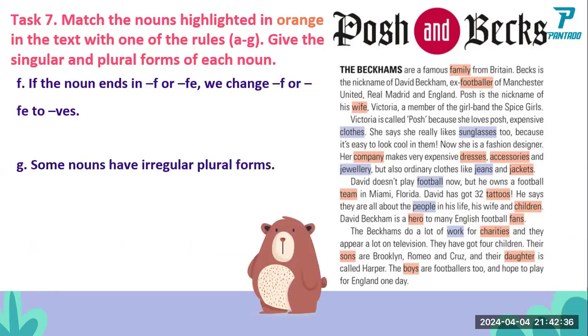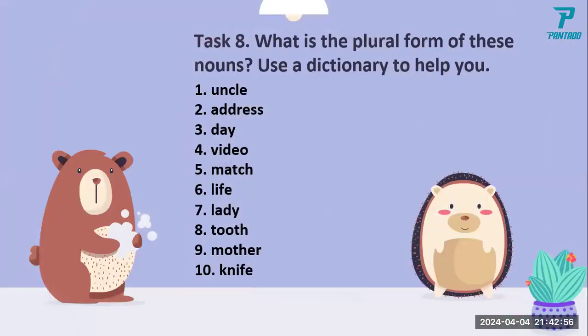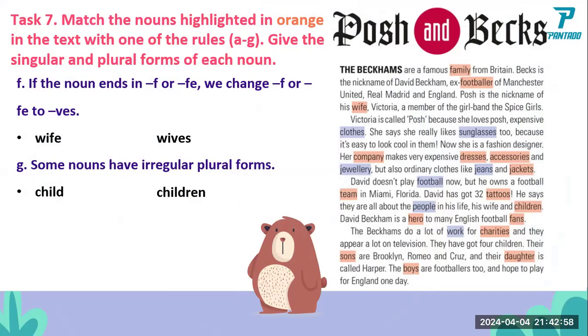If the noun ends in F or FE, we change F or FE to VES. Wife? Wives, very good. Some nouns have irregular forms, like child, children. You understand? Child, children, wife, wives. So you have many options.